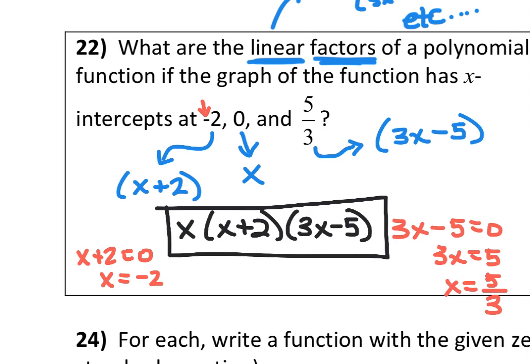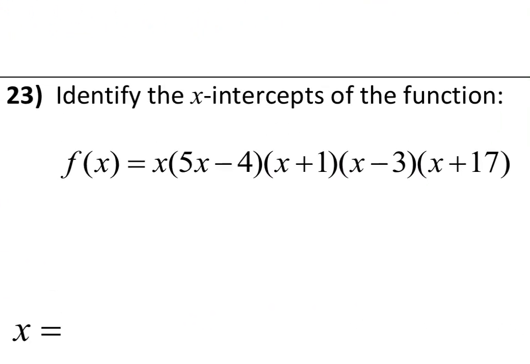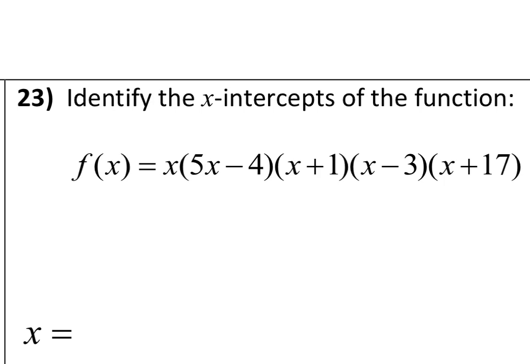And then the next problem, number 23, is just backwards. The next problem gives you the factors and asks you to give the x-intercepts of the function. So if I'm thinking through this and I'm not sure, I would just take each of these and set it equal to 0.